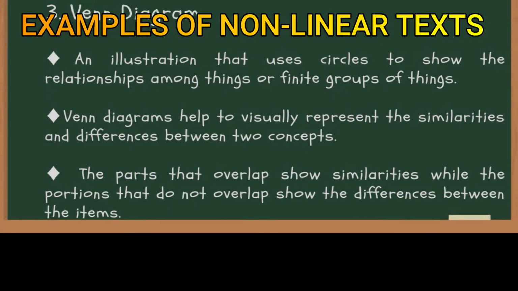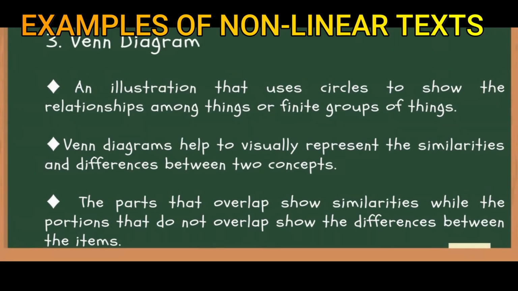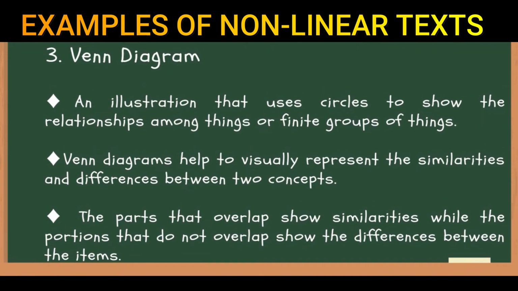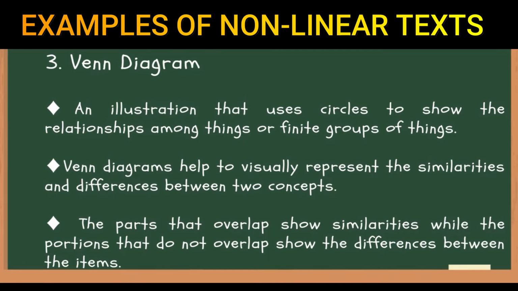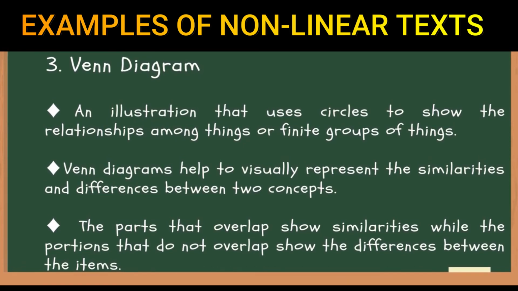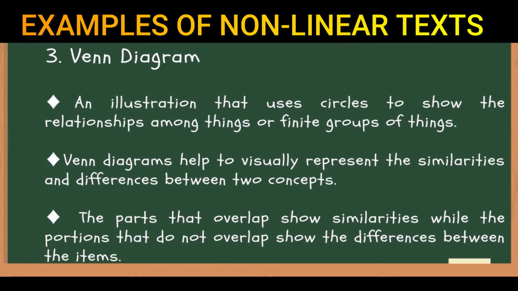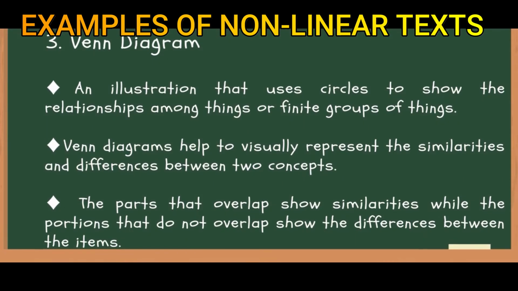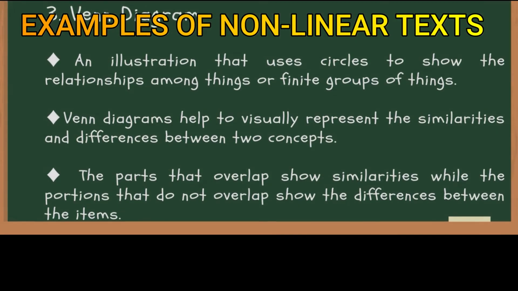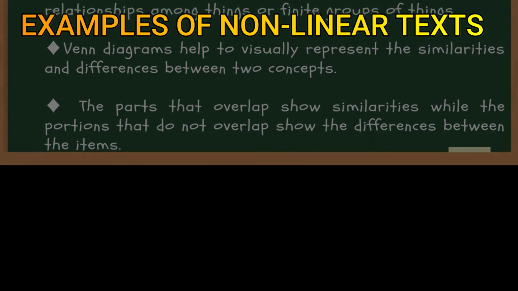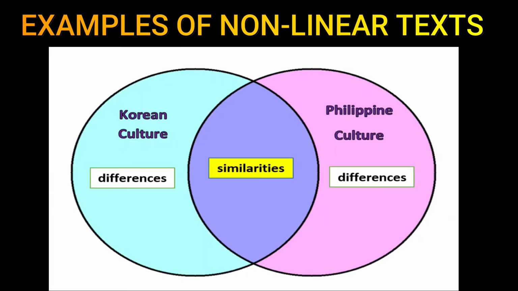Then we have a Venn diagram. A Venn diagram is an illustration that uses circles to show the relationships among things or finite groups of things. Venn diagrams help to visually represent the similarities and differences between two concepts. The parts that overlap show similarities, while the portions that do not overlap show the differences between the items. For instance, you may want to show the similarities and differences of Philippine culture and Korean culture. You can show it through a Venn diagram.